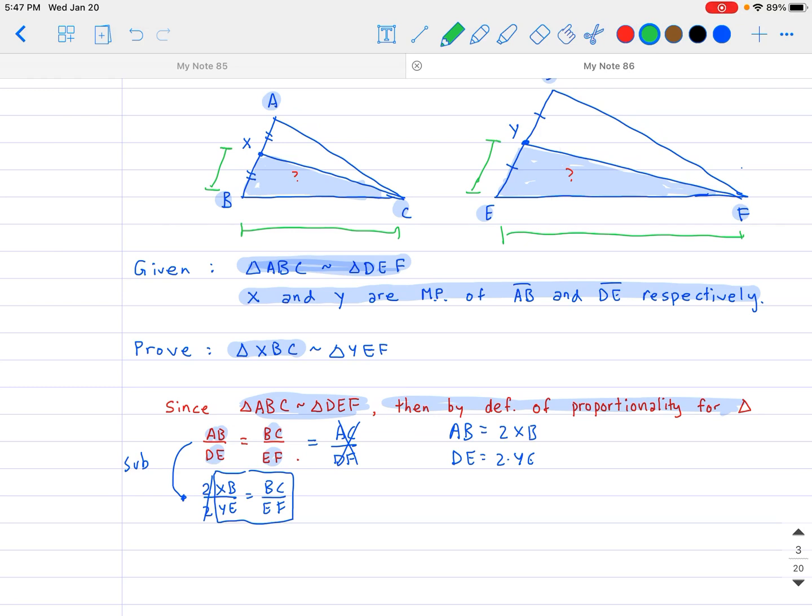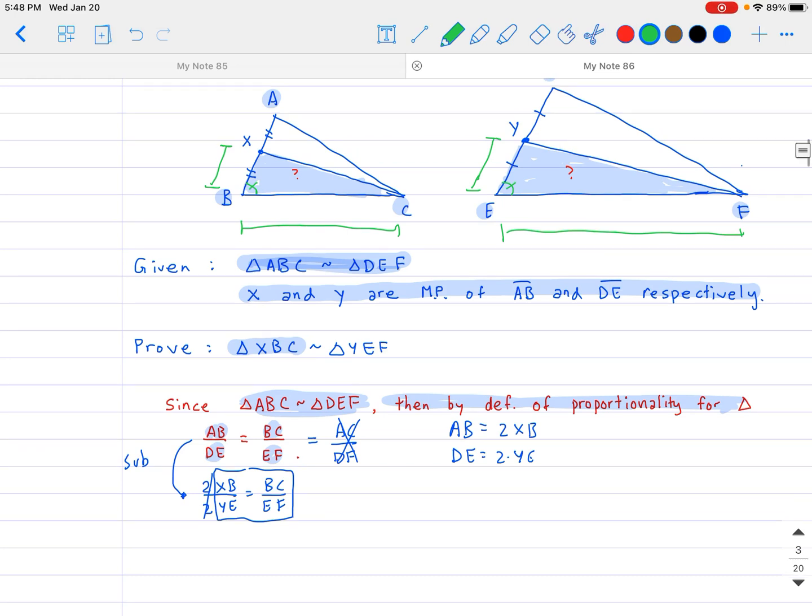Looking at what we have, we can easily show that XC divided by YF is going to be proportional to all of that. But I think the easiest way is to just say that angle B is going to be congruent to angle E because remember, those two big triangles are going to be similar to each other. So we can say, right, by corresponding parts of similar triangles are congruent in this case.